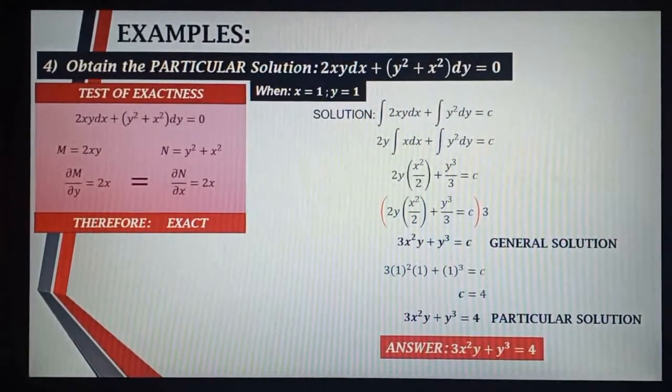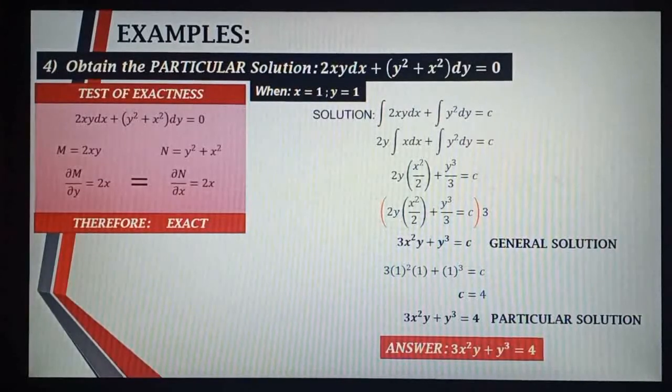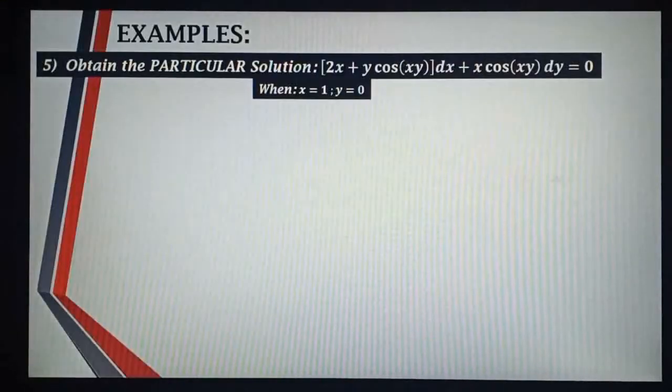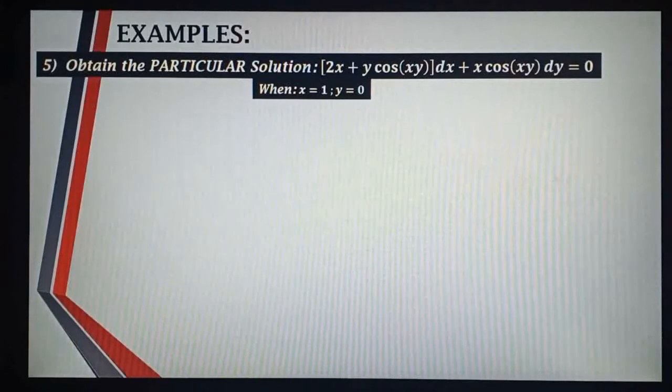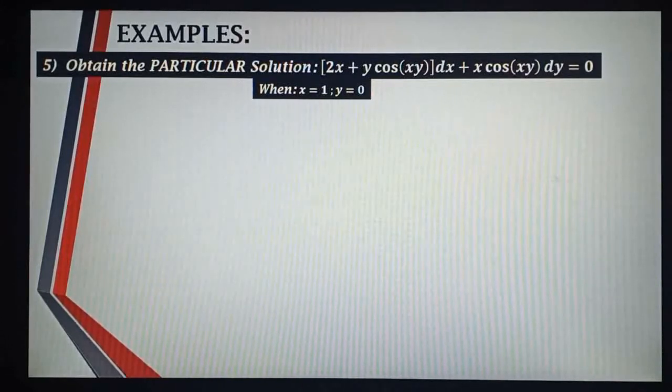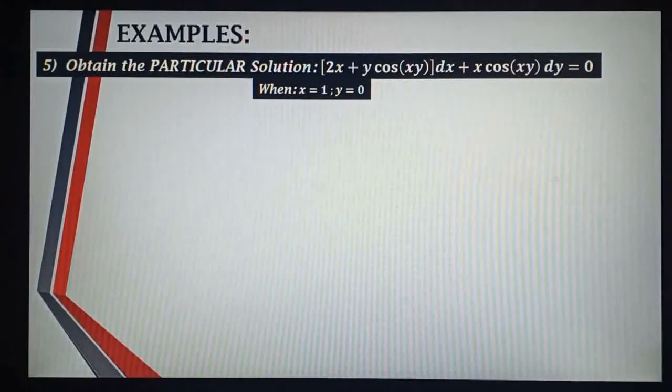Now let's go to our final example, which is example number 5. Now we have to obtain the particular solution of the given equation, which is quantity of 2x plus y cosine of xy multiplied to dx plus x cosine of xy multiplied to dy equated to 0. So to get a particular solution, we have to use when x is 1, the value of y is 0.